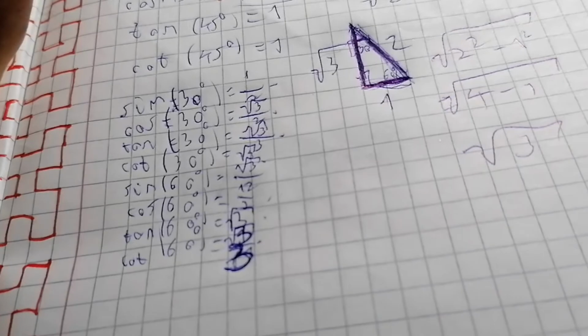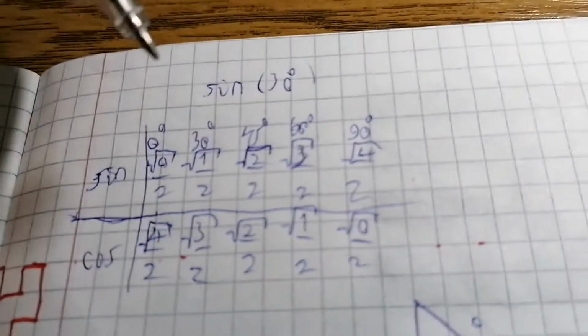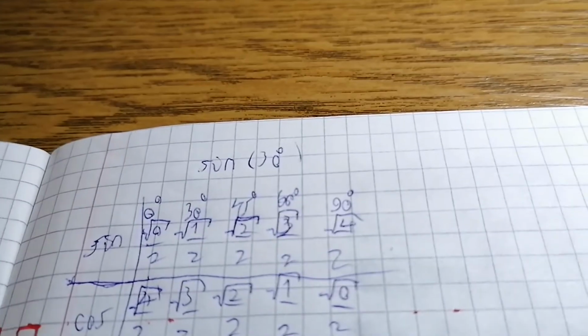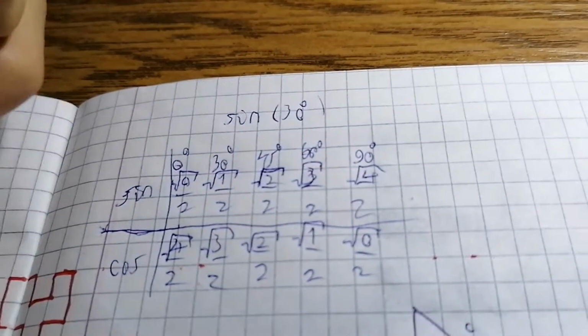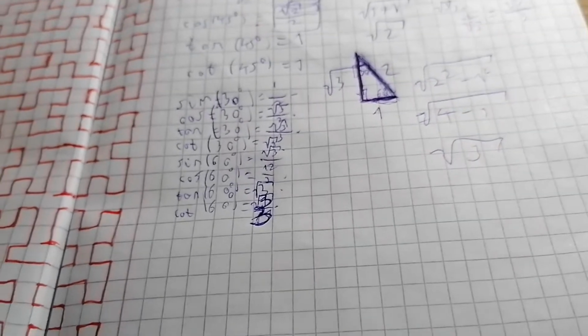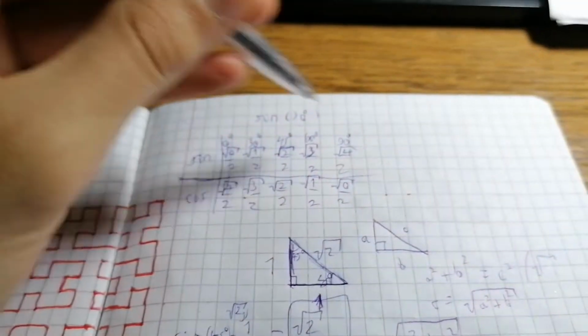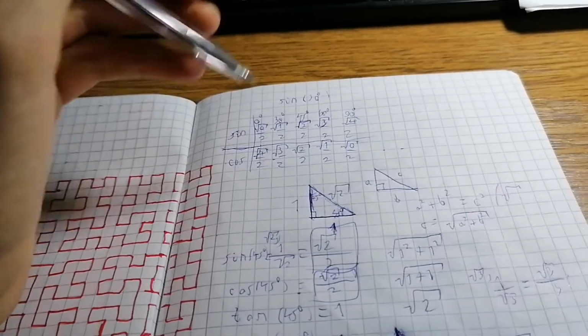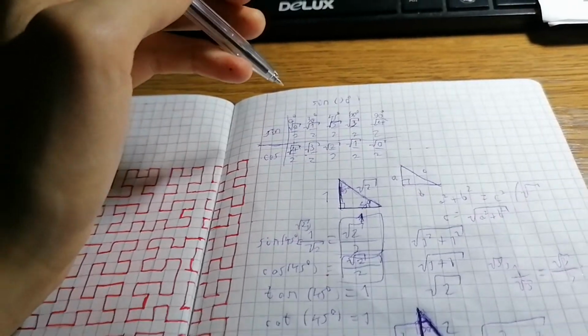So now we have all the results, and we are still left with 0 and 90, so I will show this at the final of this video, because that's a little bit trickier, because in this kind of triangle one of the sides will be 0, and that triangle will be just a line.